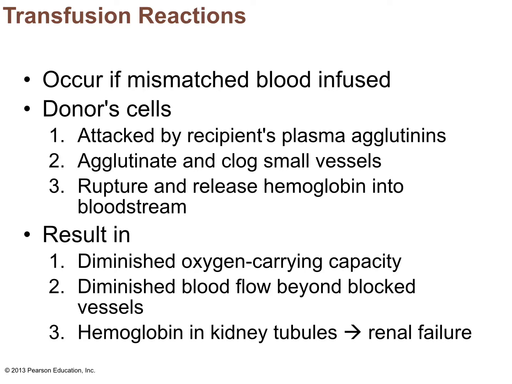So the donor blood is going to clump together, causing clots in small blood vessels, and also causing rupture of those cells, leaking hemoglobin into the bloodstream. Because we're losing red blood cells, we're losing oxygen carrying capacity. Because we're causing blockages, we have diminished blood flow and potentially loss of blood flow to certain areas. And then the excess hemoglobin is toxic to the kidneys, so it can lead to renal failure.